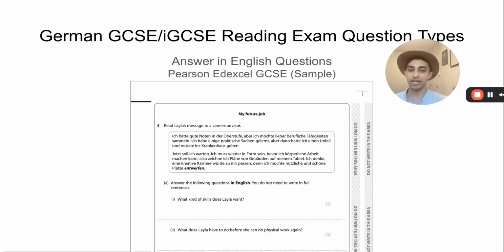So the language you've got to use when answering the questions should be very clear. It should be stated very clearly in the instructions, as it says here. Answer the following questions in English. You don't need to write in full sentences, which is also worth noting. You generally do not need to write in full sentences at all when answering in English or in German.